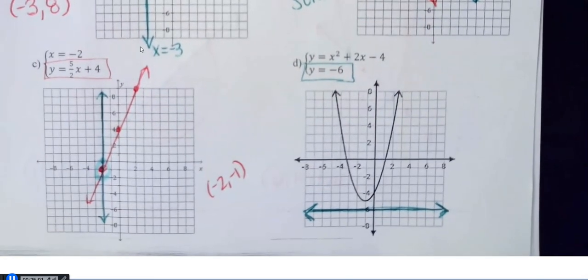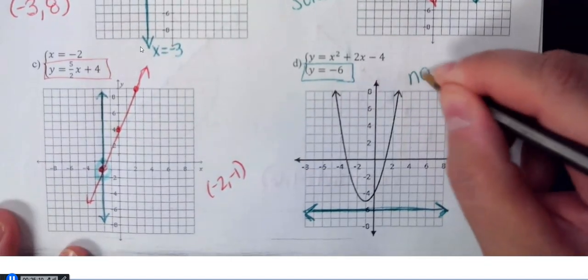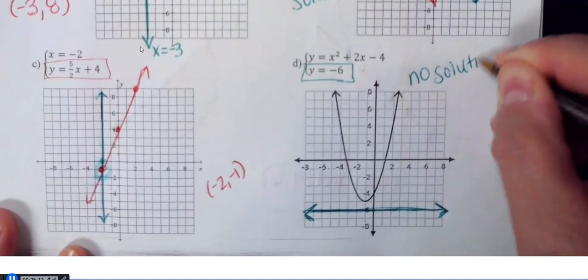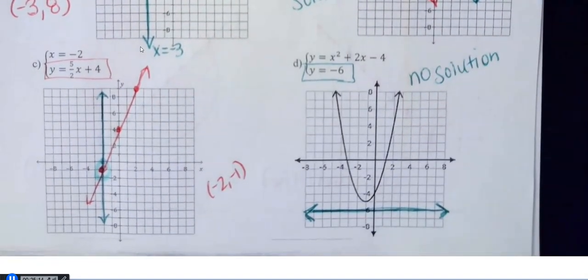What would you guys tell me for the solution to that system? None. The parabola and that line don't end up touching. There's no way they'd ever intersect, so this actually has no solution here. Okay. Is anybody having a question so far about anything? All right.